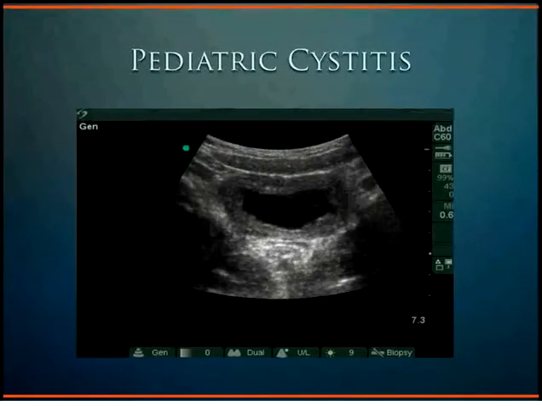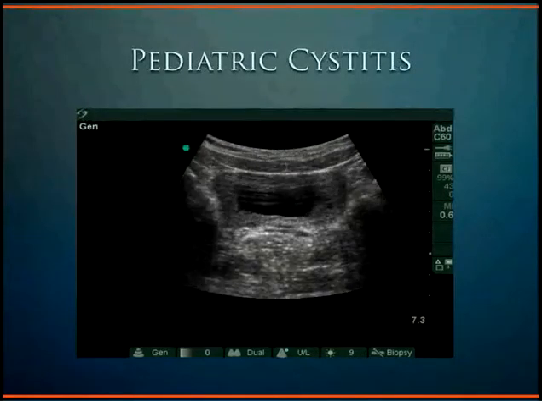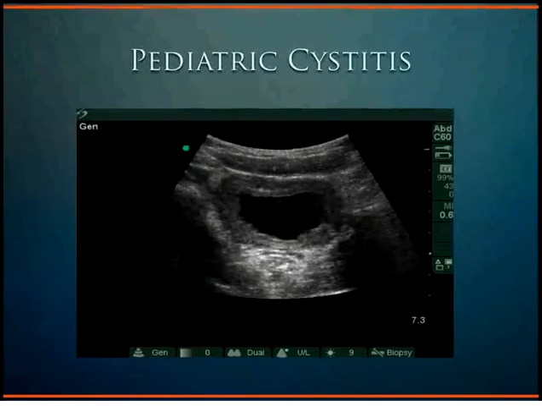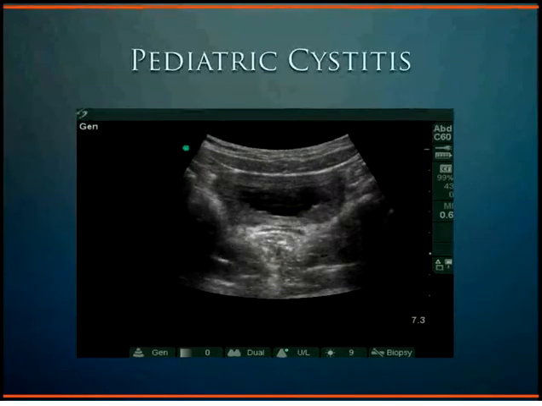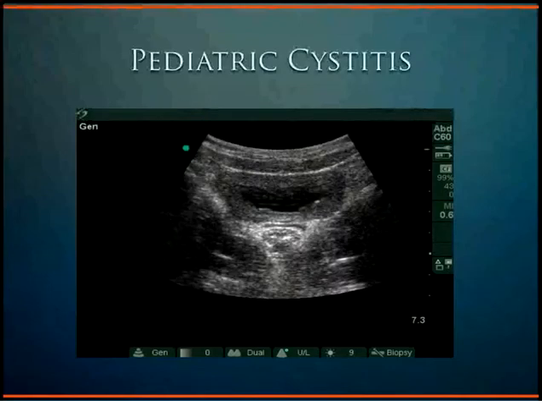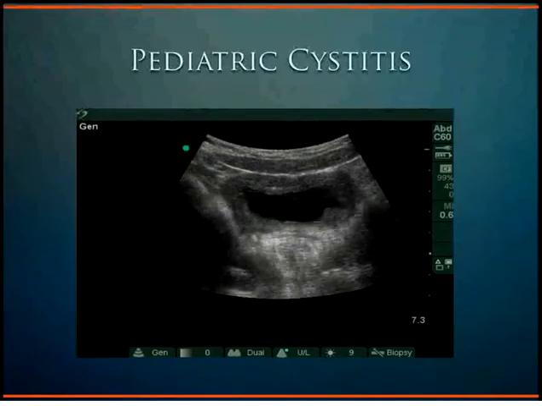This is a 2-year-old female with frequent UTIs who complains of fever and dark urine. She presented to the emergency department. On this bladder ultrasound, you can see diffuse bladder wall thickening consistent with pediatric cystitis.